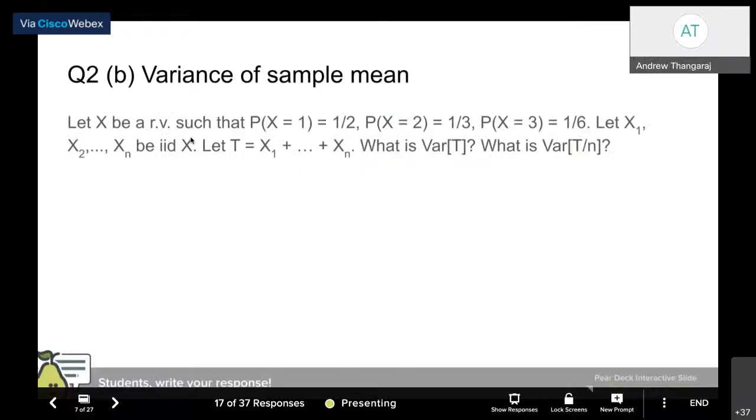My lectures, then you probably don't see it. It's when I say it's IID X, then every Xi is distributed the same.